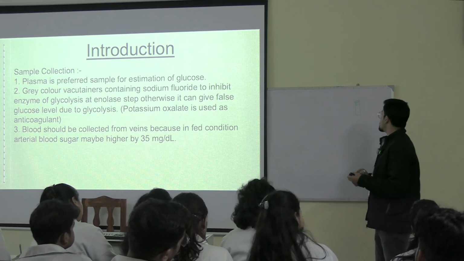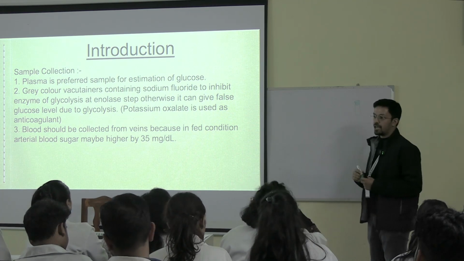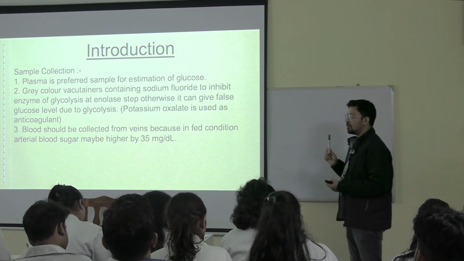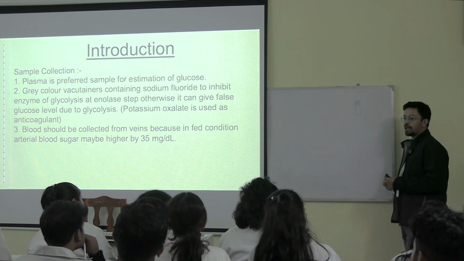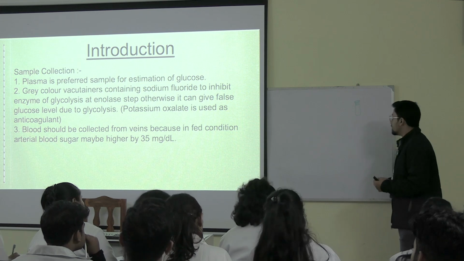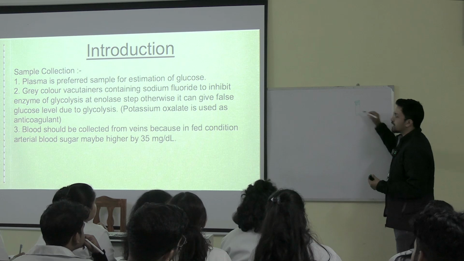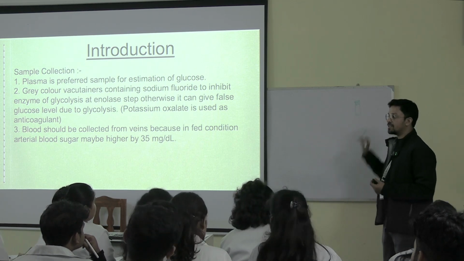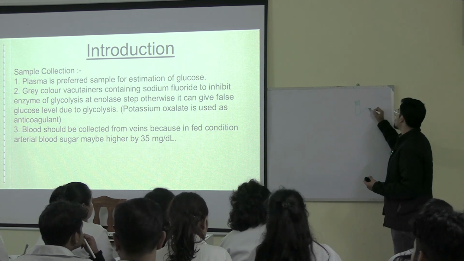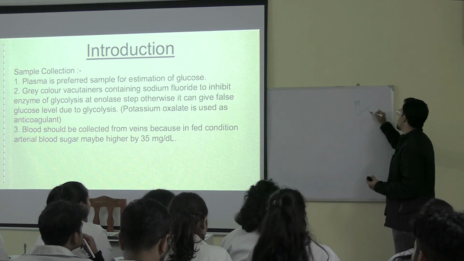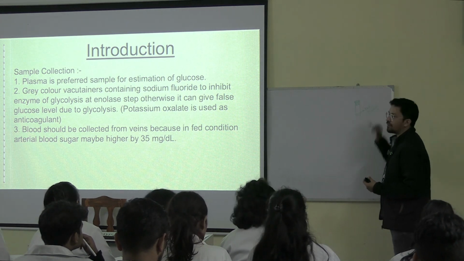To estimate blood glucose, we have to take the blood in a vial with a gray color cap. That also has a reason. Why gray color cap only? Why not an orange, a blue or a green color cap? Because these containers already contain fixed chemicals as per the coded colors. The gray one contains sodium fluoride and potassium oxalate. These two are already in the vial.